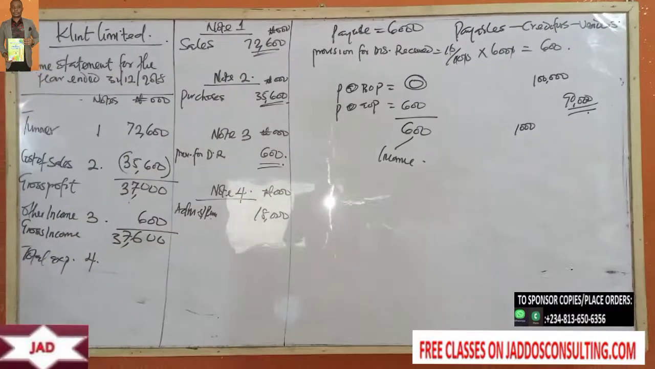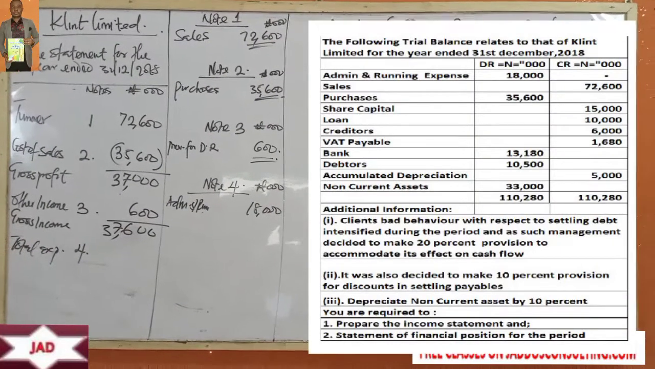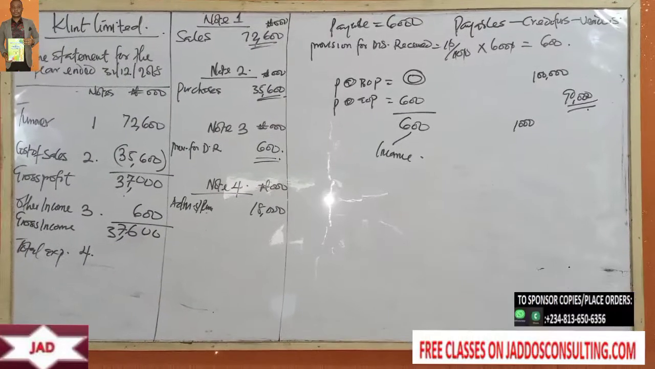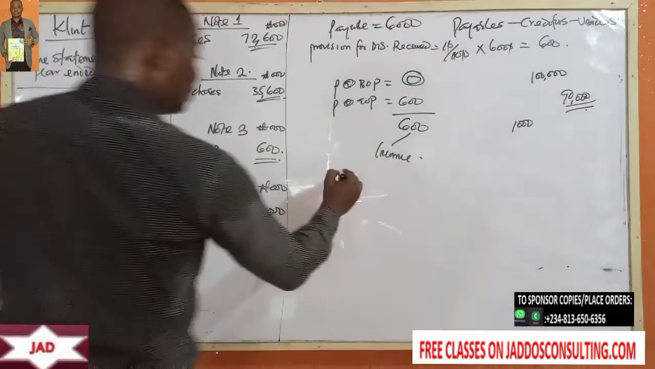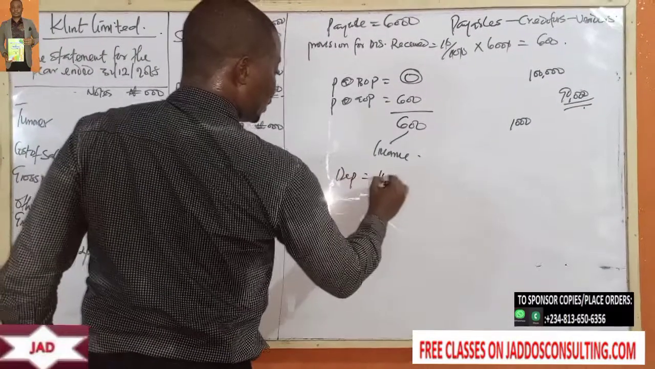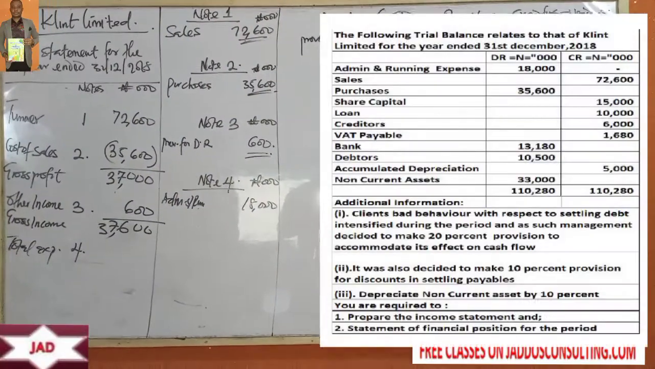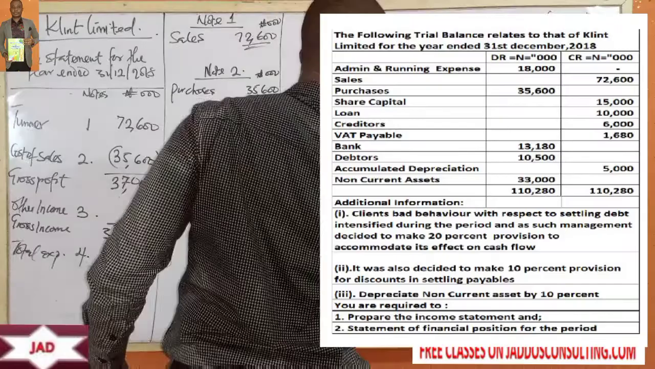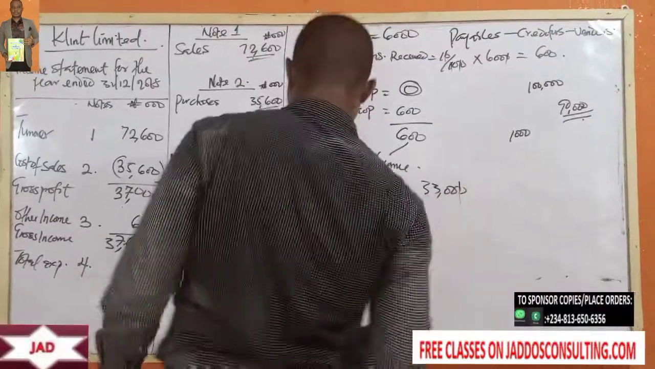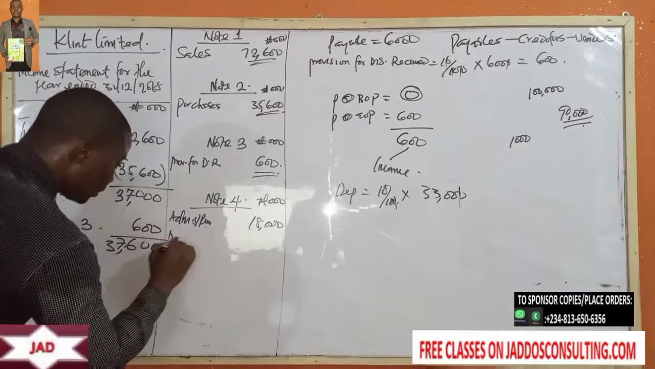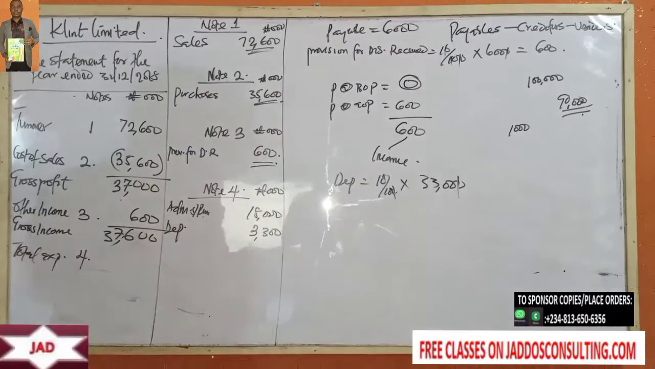Any other expense here? Okay, there's depreciation. Depreciate non-current by 10%. So we'll say depreciation, 10 over 100 times the non-current asset item there, 33 million. So that's 33,000, and 10% of that is 3,300. So we have depreciation here, 3,300.